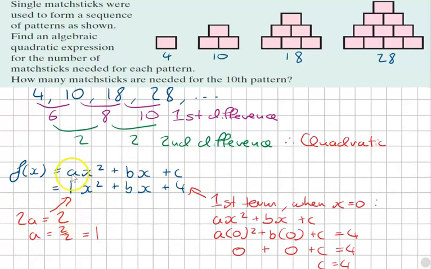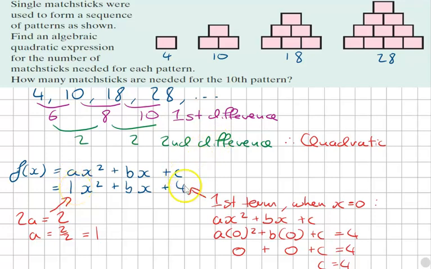To work out what the a will be, we take the second difference, which is 2, and we divide it by 2. So we get half of the second difference to give us the coefficient of x squared. So if 2a is equal to 2, then a is equal to 2 divided by 2, which is 1. So ax squared becomes 1x squared.